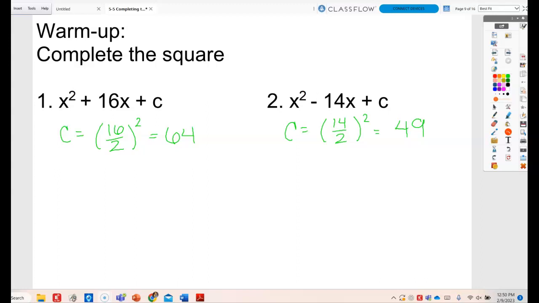So 16 divided by 2 squared, 14 divided by 2 squared. All of the C's are positive because when you square something, it becomes positive. So when you get your perfect square trinomial, you're always adding that C value to it.